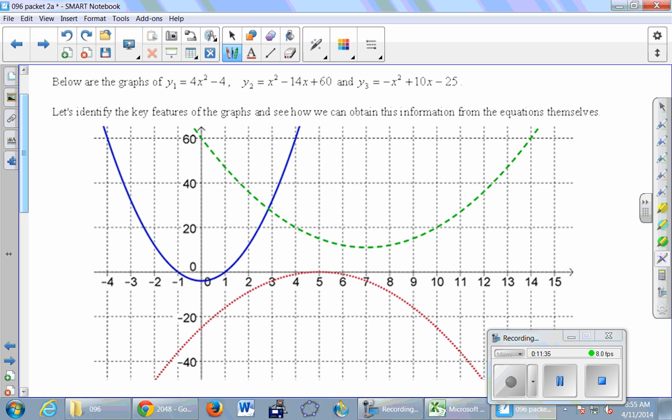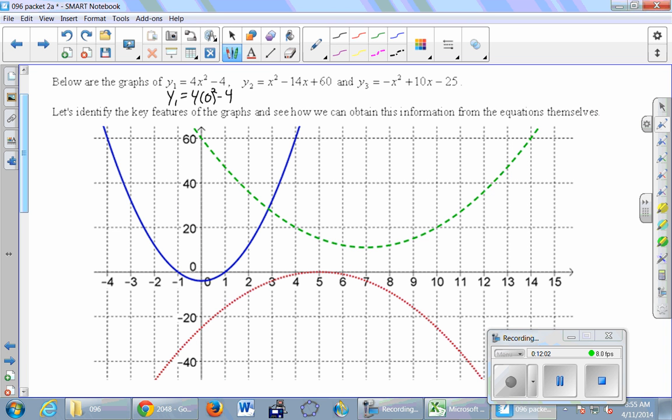So here are the equations in some order. y equals 4x squared minus 4, y equals x squared minus 14x plus 60, and y equals negative x squared plus 10x minus 25. So the equations are a lot more complicated than they were before. So the first thing I want us to do is figure out which one is which. So what if we do this? What if we just let x equal 0 in each of the equations?